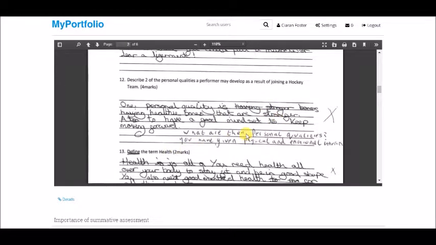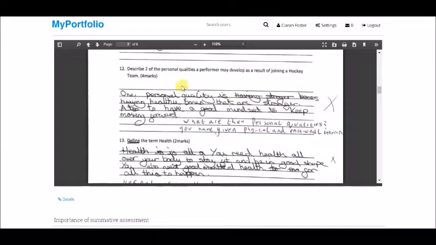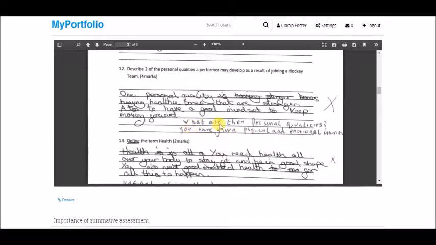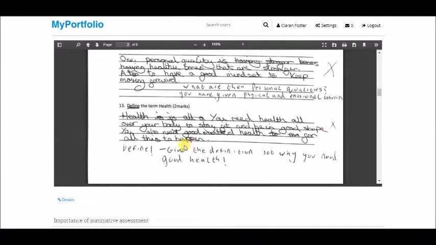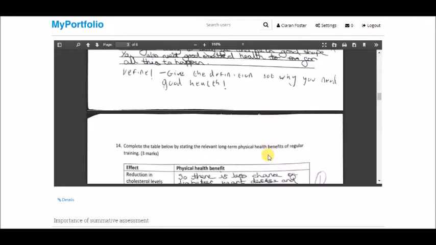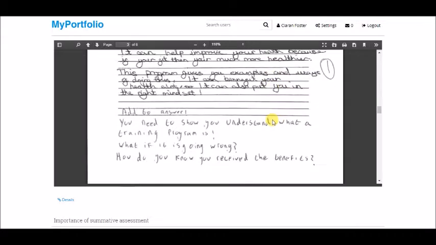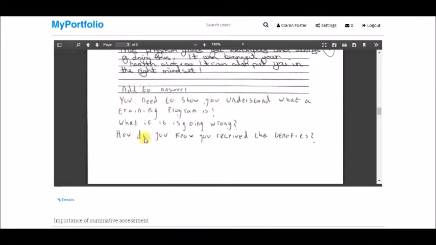So here was one where they didn't score any and they lost 4 marks for it. I've asked what are the personal qualities you need, and you've given physical and emotional benefits, not just the personal qualities. Again, we're looking to give a definition of what they need for good health. And right at the end, I just made some comments.